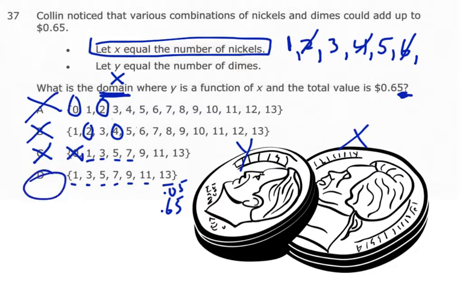So D it is. And be careful because if they were asking for the range, we would have been looking for, you guessed it, the y values. That would be our range, which would have been the number of dimes. So read it carefully.